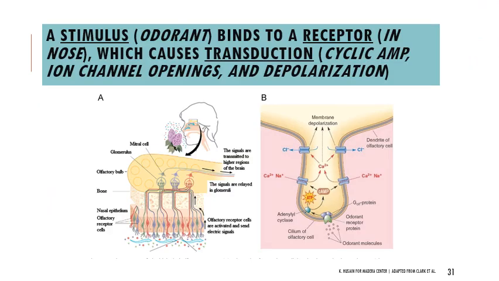If we take, for example, shifting from touch to specifically thinking about smell, here we have a stimulus, which is an odorant, like from a plant, something you can smell. It's binding to a receptor within our nose, which causes transduction. So in this graphic on the right side, you can see that cyclic AMP being activated. You can see ion channels opening. Then that changes the cellular environment.